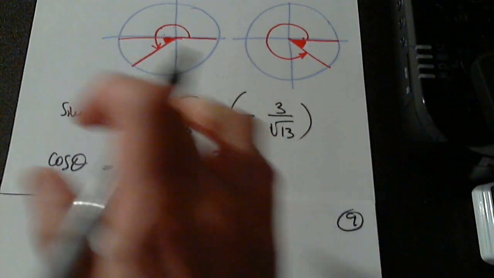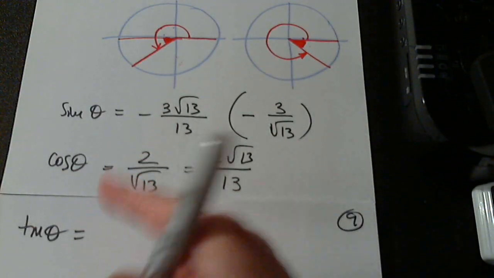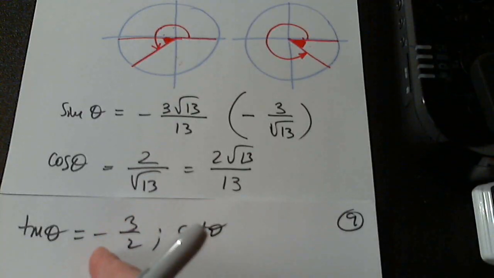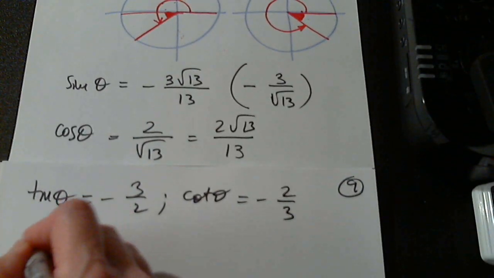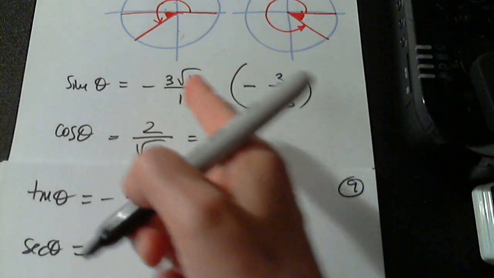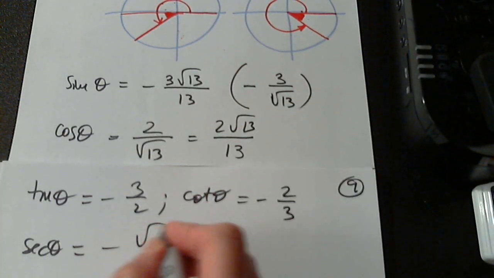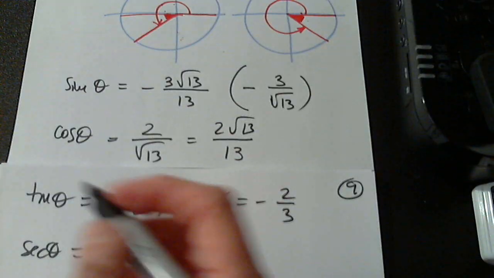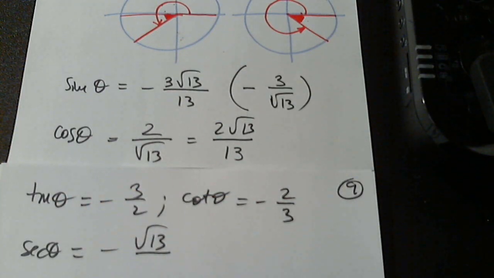I know the tangent theta is this over this, so it's negative 3/2. I know that cotangent theta is 1 over this, negative 2/3. I know that secant theta is 1 over this, negative the square root of 13. Oh, it's 1 over this, sorry. Oh, it's 1 over cosine.